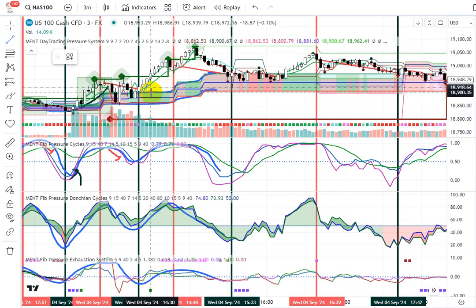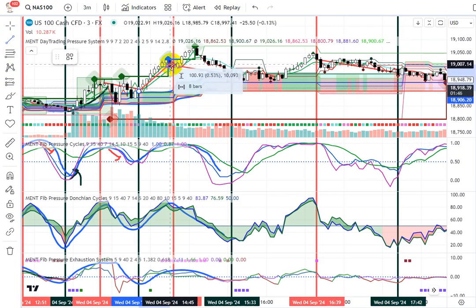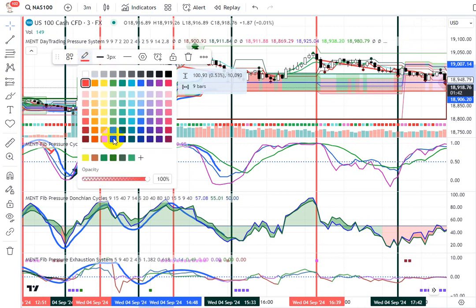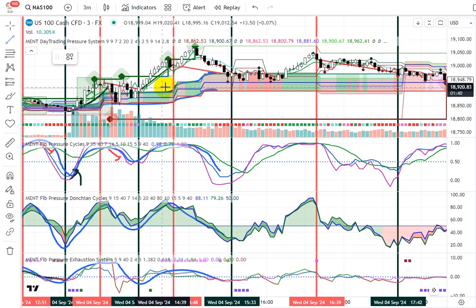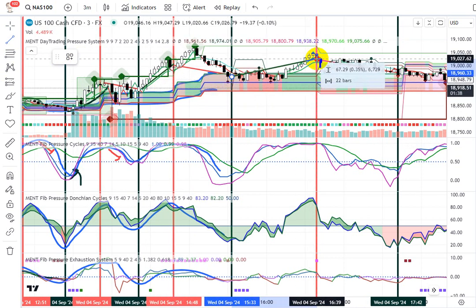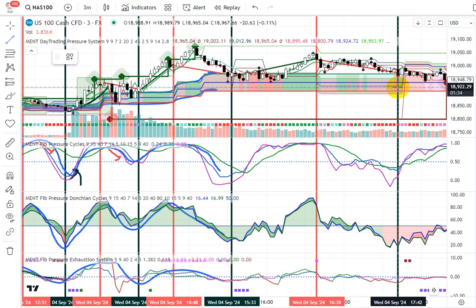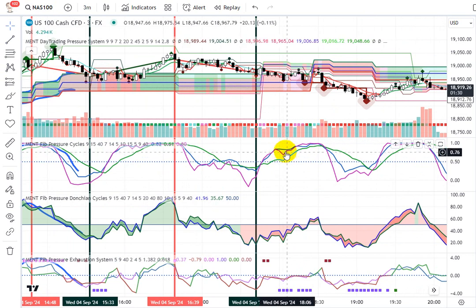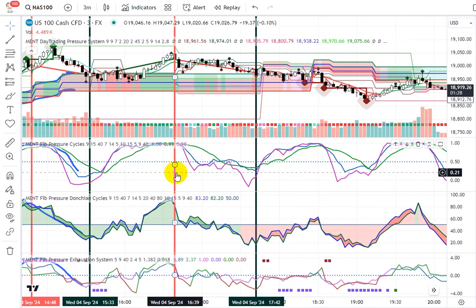Then we end up with these moves to the upside from here to roughly here, 100 points to the upside. Then from here to here, 67 points to the upside. And then we get into this cycle. Now, this is probably going to be our first loser. Okay, so here's where we're at with this loser.